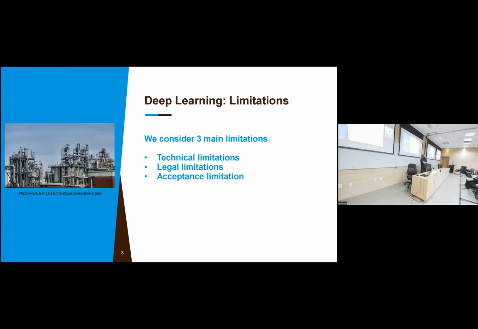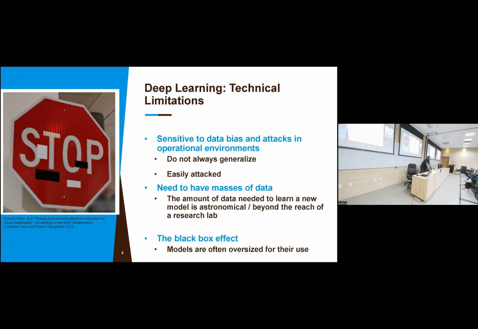However, deep learning suffers several limitations. I have classified them in three kinds of limitations: the technical limitations, the legal limitations, and the acceptance limitations. Regarding the technical limitations, it is known that deep neural networks are highly sensitive to bias, and they can also be attacked in operational environment. So when they are sensitive to bias, it means that a model that has been created in a research lab can be totally inefficient in a practical scenario, because the dataset that has been used is not representative of what happens in real life.